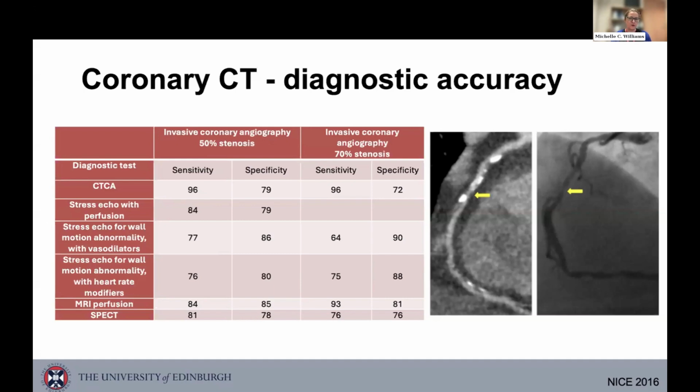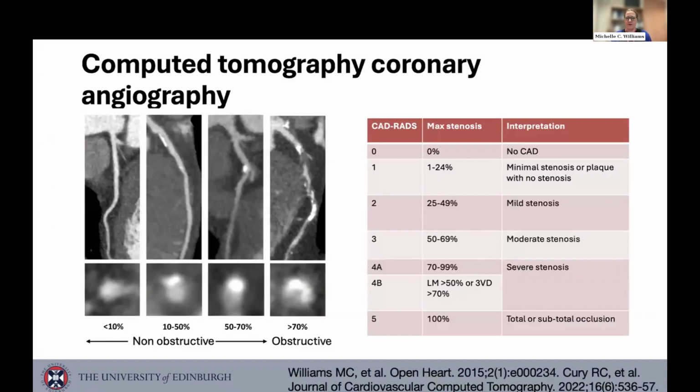So we know we can diagnose stenosis well. And we've got various ways of classifying these. You can see on the left examples of patients with normal, non-obstructive mild, non-obstructive moderate coronary artery disease, and then the greater than 70% stenosis obstructive coronary artery disease.